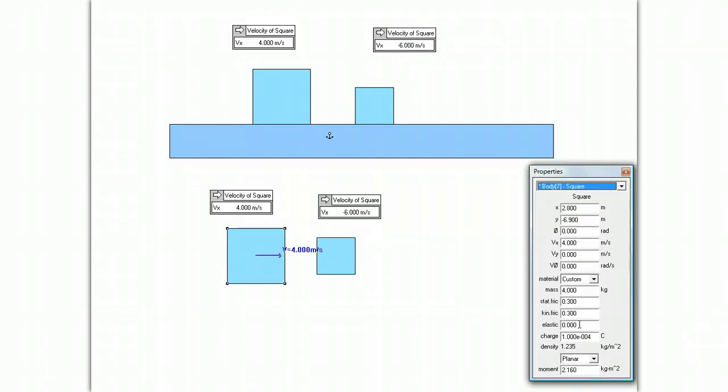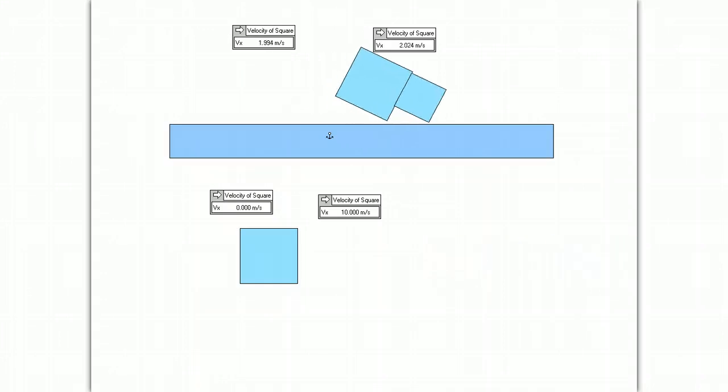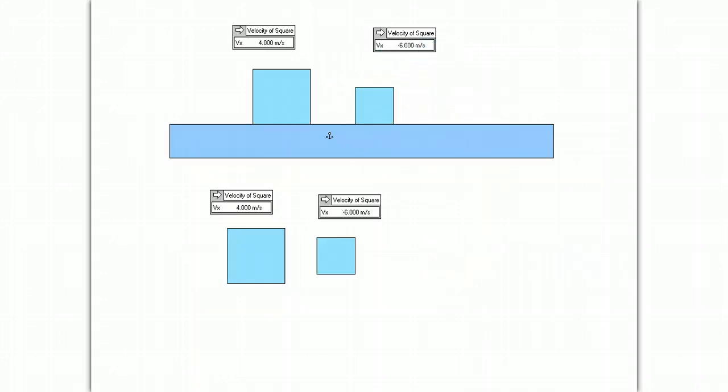Now that was with an elasticity of 0. I could also do something like an elasticity of 1. And if we run this one, we get very different effects happening than what we had before. This one just suddenly stops, and this one goes flying off in the other direction at a very high speed. So these two collisions that we've seen, the first one, where they stuck together, was what we call a perfectly inelastic collision. This second one that we saw, where the elasticity was 1, is a perfectly elastic collision. It's really just called an elastic collision.